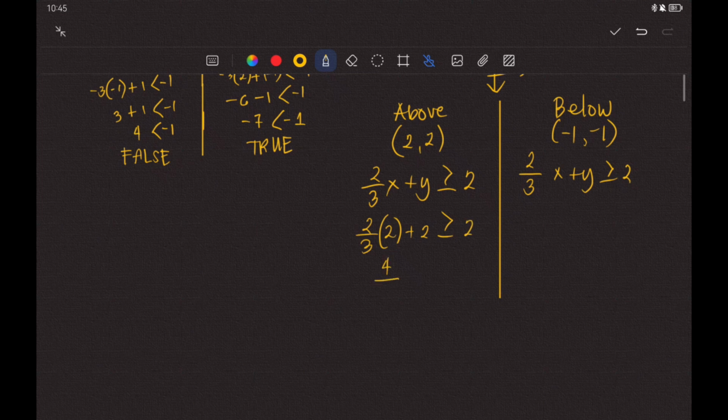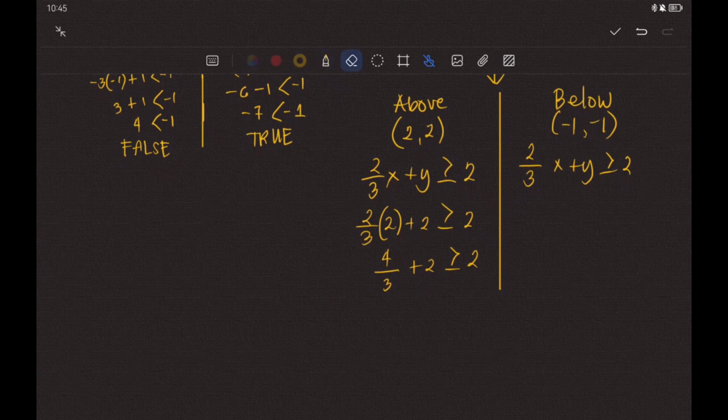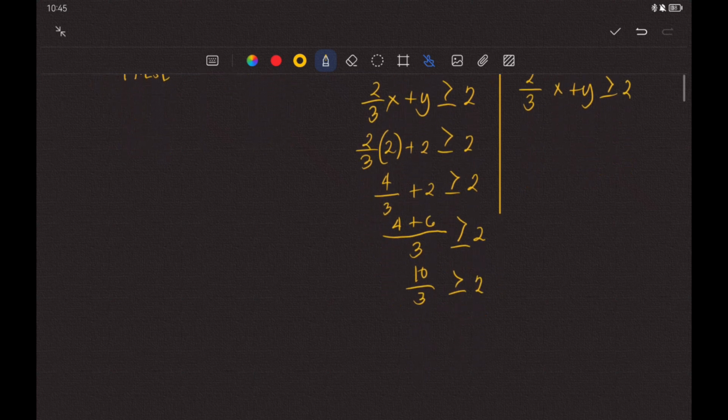It's 4/3 plus 2 is greater than 2. This will become 4. This is 3. This is 4 plus 6 is 10 over 3 is greater than or equal to 2. And this is 10 divided by 3. This is 3. 9. This is 3.33 is greater than or equal to 2, which means this is true.